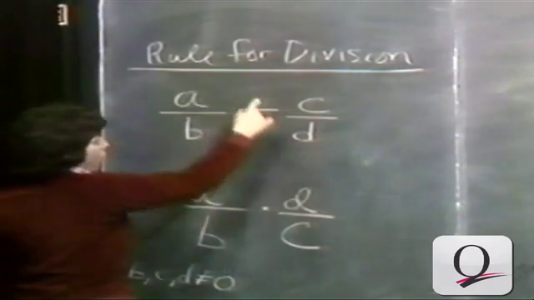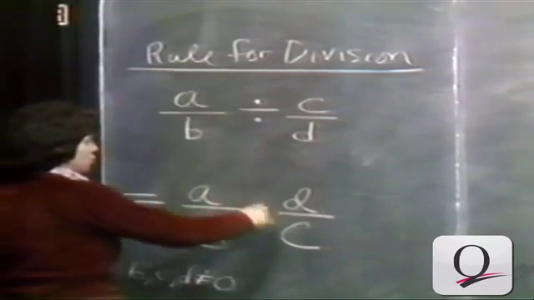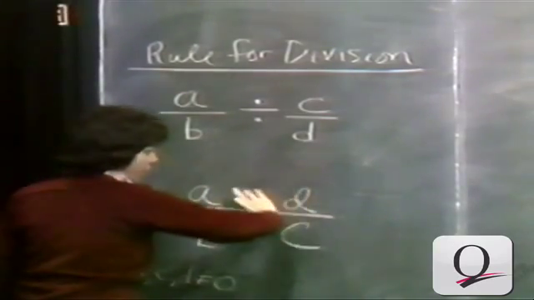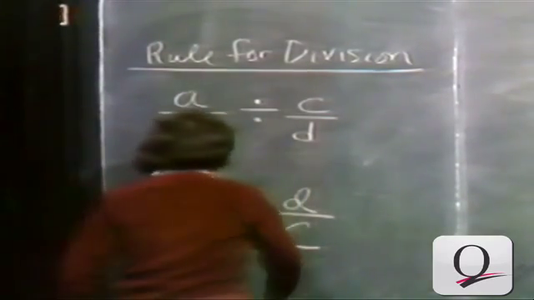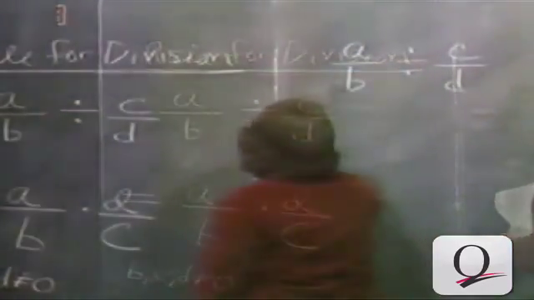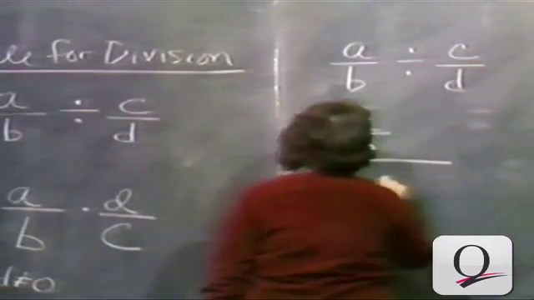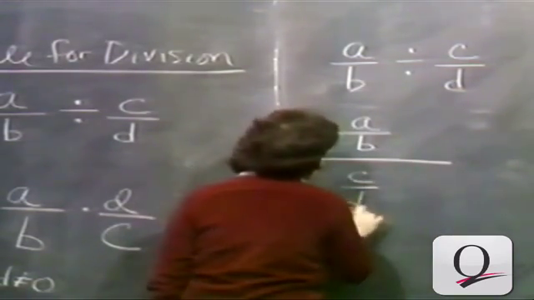Okay, A over B divided by C over D. To divide two fractions, you invert the divisor and multiply. Okay, let me justify this rule for you. This is the fraction A over B divided by the fraction C over D.